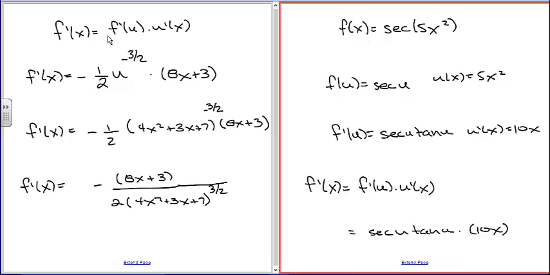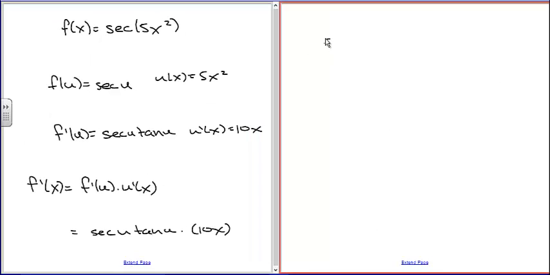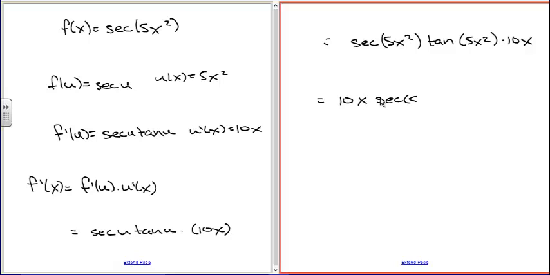It's not a function of x yet, so I'm going to now go back and find out what u was. So it's the secant of (5x squared) tangent (5x squared) times 10x. And typically you put the constant first, any polynomials next. Whether you put the secant first or the tangent first is really important. Notice the argument, you have to put the 5x squared in both the tangent and the secant because it starts out as the secant, the derivative is the secant tangent.